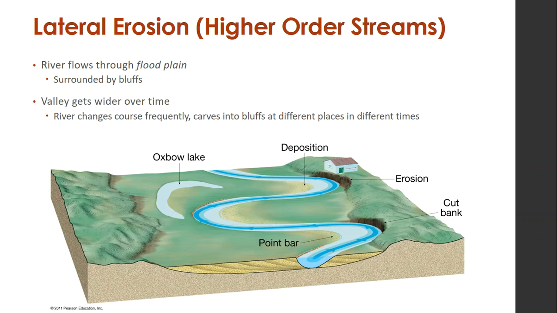And river changes course frequently, right? It carves into the bluffs at different places at different times. That water is always trying to find the most efficient way out to the ocean. So rivers change their course constantly and sometimes really dramatically. And so this Oxbow Lake here is where the river used to flow. This was cut off and now is a lake. And this lake, because it's not being recharged by this river again, will eventually dry up.